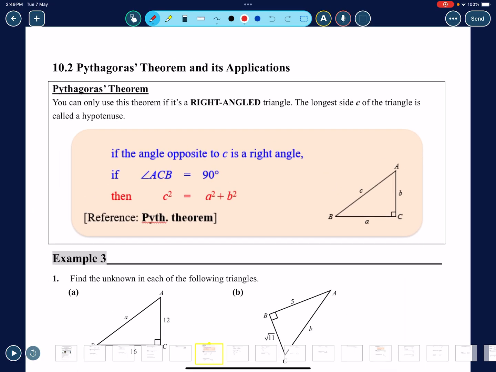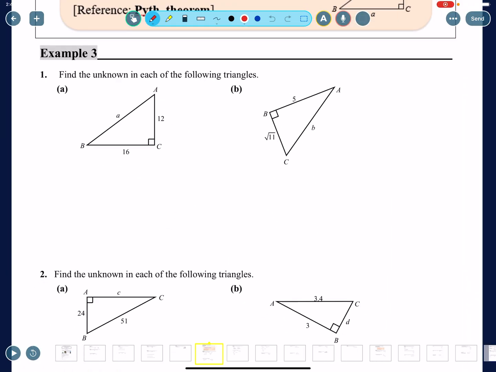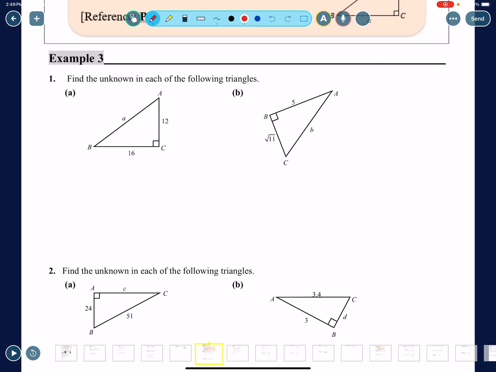Pythagoras theorem and its application, a very important topic over here. Pythagoras theorem is used quite widely, especially in the engineering field. You'll probably hear it left and right, or sometimes when you're watching Instagram Reels, Pythagoras theorem comes out, okay? Now, basically, Pythagoras theorem works like this.